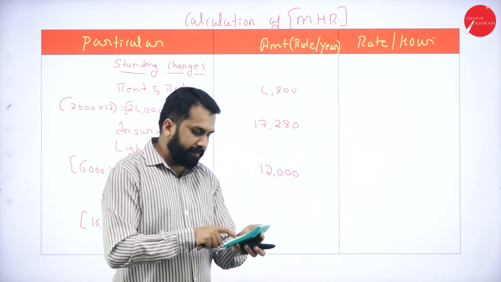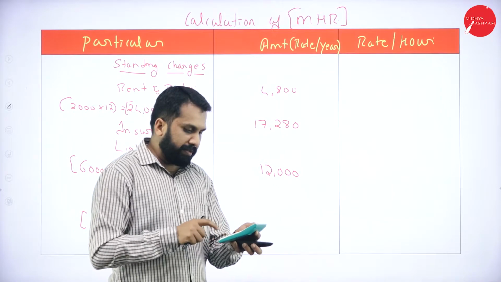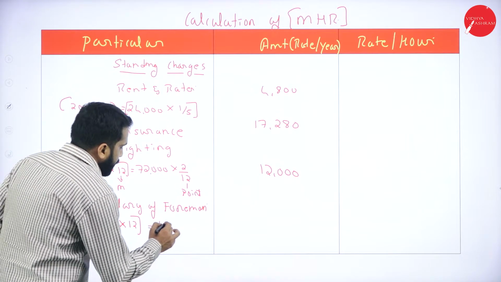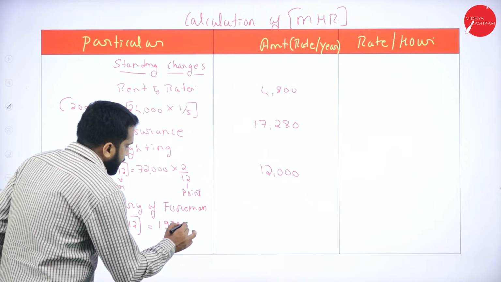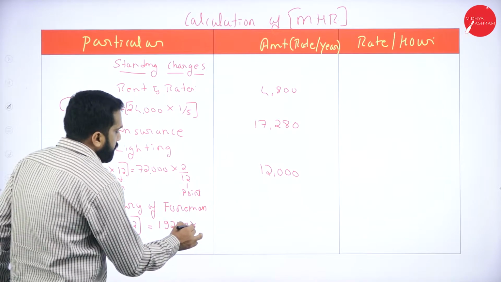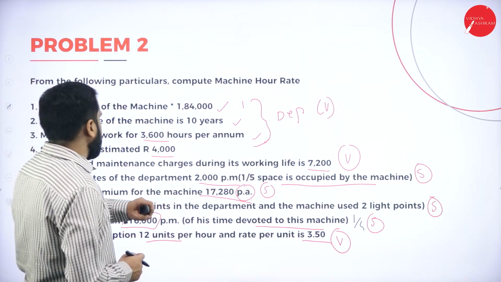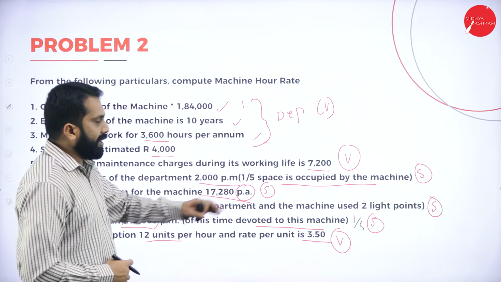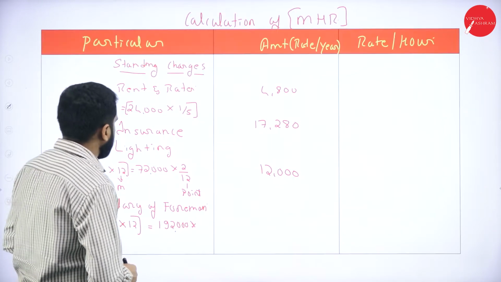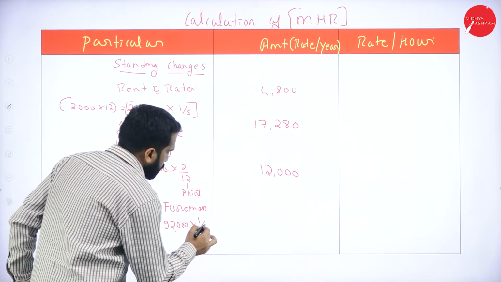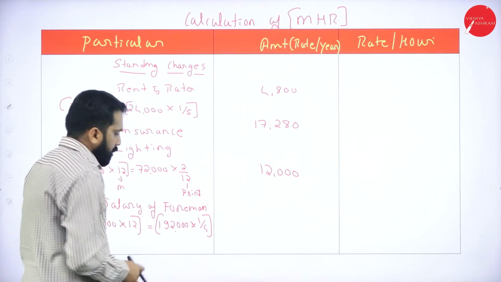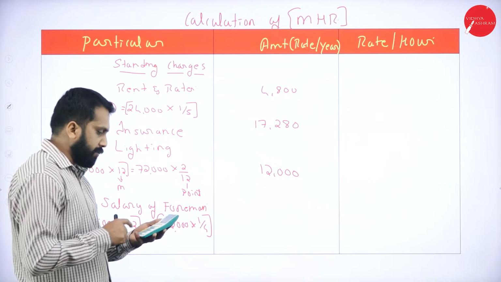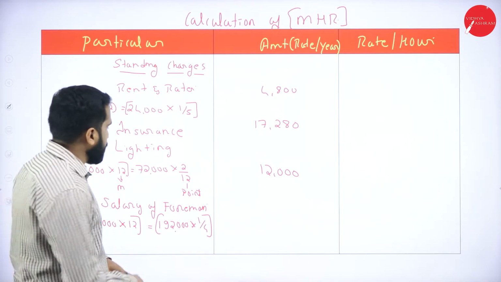I'll calculate. 16,000 multiplied by 12. I get around 1,92,000. So how much do we need? We need 1/4 of his time devoted to his machine, 1 divided by 4. 1,92,000 multiplied by 1 divided by 4. I got 48,000.